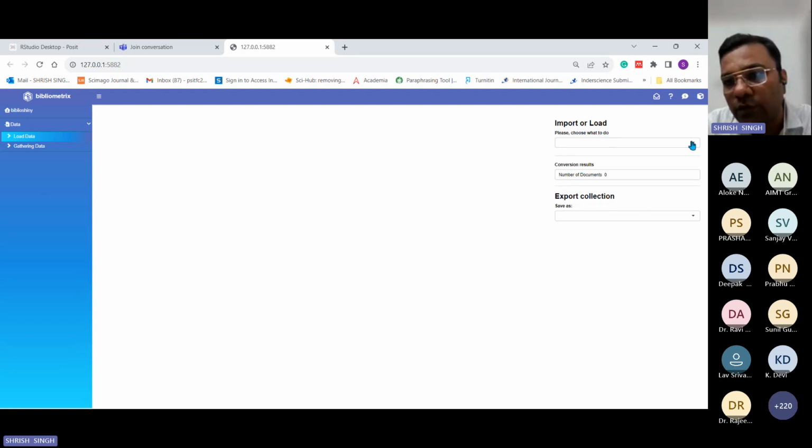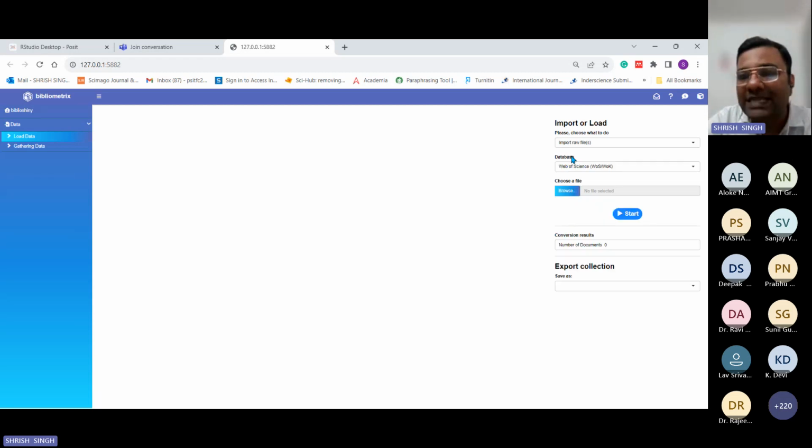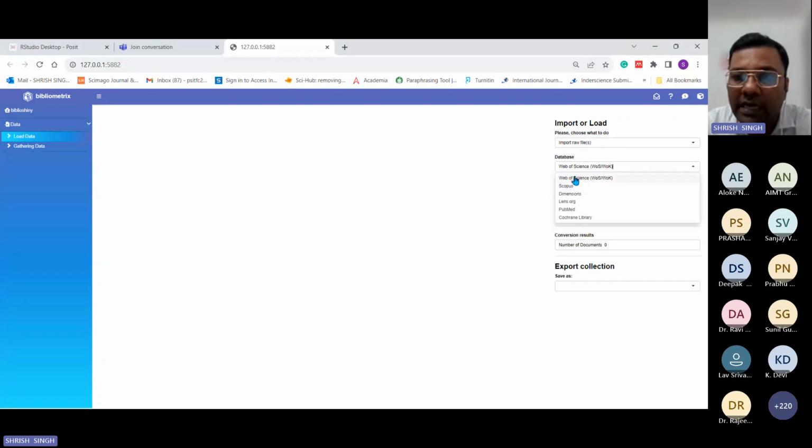So first of all, you have to click on this import or load arrow. Here you will have three options: import raw files, load bibliometrix, use sample collection. You have to click always on import raw files, the files which you have extracted either from Scopus or from Web of Science. After clicking on import raw files, it will show which database you are going to use. Web of Science is automatically filled over here. If you want to change it, you can click on this arrow and you will find a lot of databases, right? Only these databases can be read by BiblioShiny.